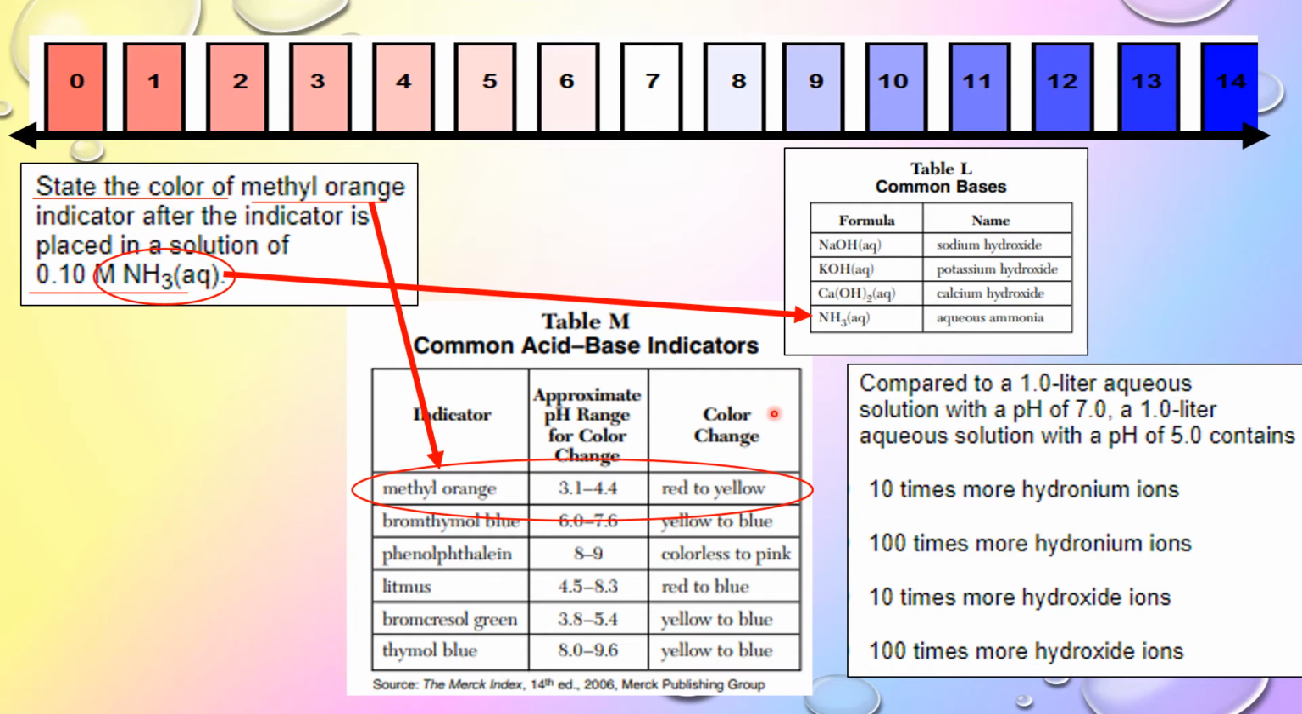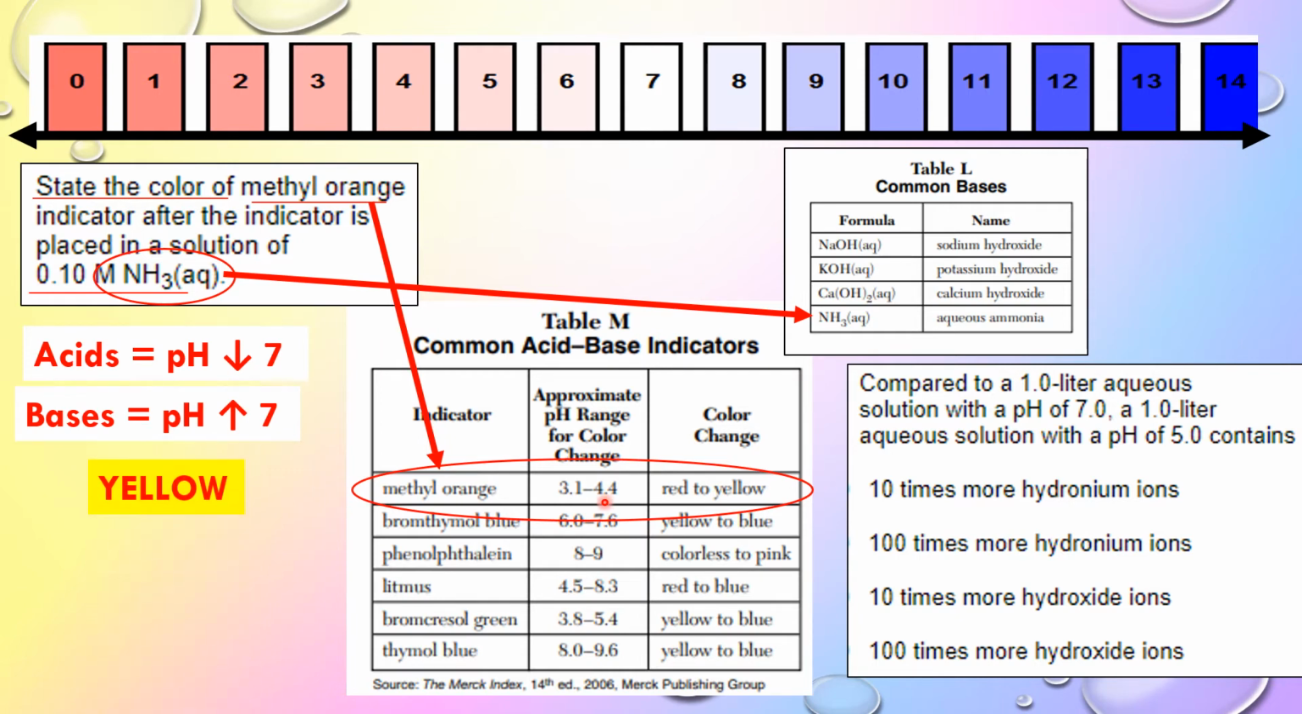What do we know about bases and the pH scale? We know that acids have a pH lower than 7. We know that bases have a pH above a 7. So looking at methyl orange, I can see here that the base color is going to be yellow because anything above a 4.4 would change it to yellow. Because all bases are going to have that pH above a 7, I know that it would change to yellow.